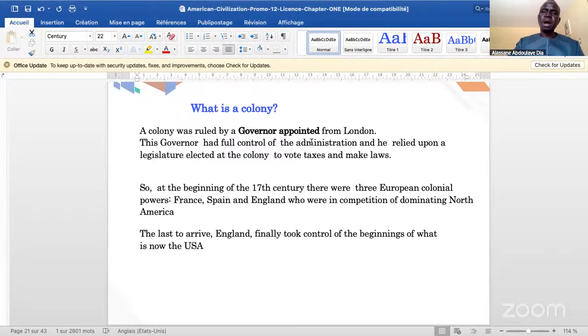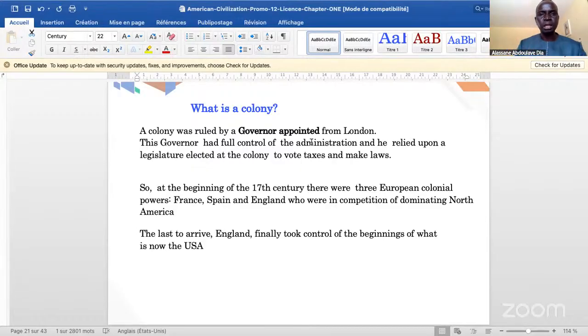Class, I told you about colony. And you may ask me, sir, what is a colony? It is simple. A colony was ruled by a governor, and the governor was appointed from London. What does it mean? This governor had full power, and he relied upon the legislature elected at the colony to vote taxes and make laws. What does it mean? It's just like our university. It was a kind of governance at a distance.